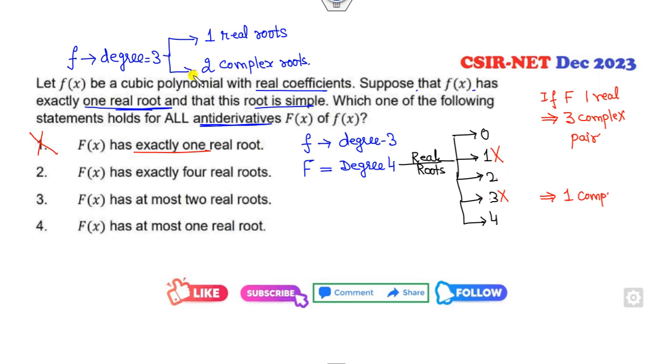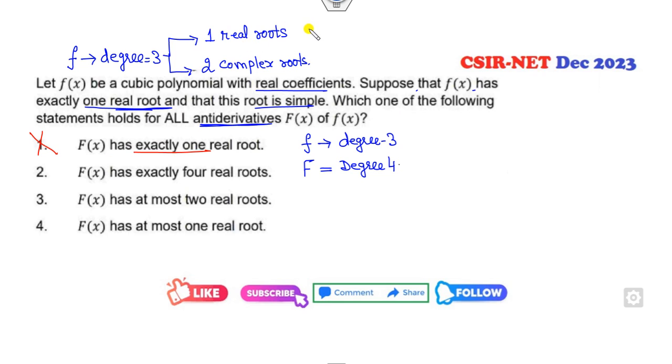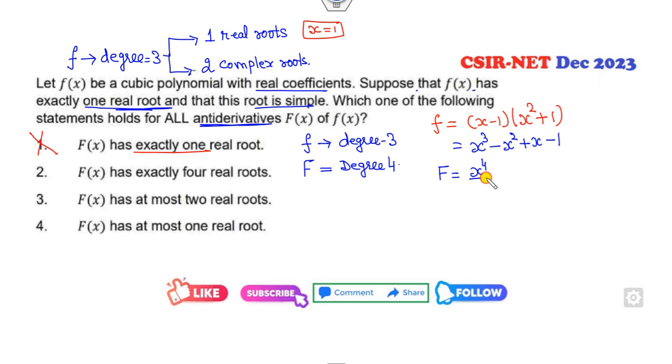Now how can you discard the other ones? Again, very simple. I can assume any of the real roots. So say x equal to 1 is the root of this. So what is my f? This is my one real root. 2 roots are complex. So I can assume this. If I open this, x cube minus x square plus x minus 1. Can you find the capital F? I can integrate them. This x to the 4 over 4, minus x cube over 3 plus x square over 2 minus x plus constant. I can consider the constant as 1, or you may take the constant as 0.